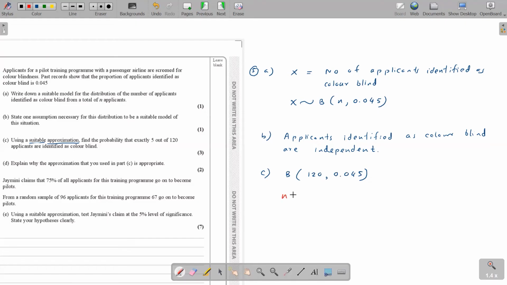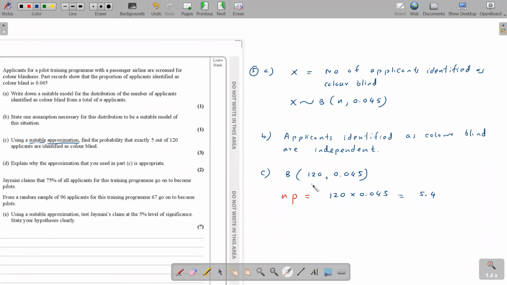So what's the np value here? 120 times 0.045 gives us how much? It gives us 5.4. So what do you think? Is this Poisson or normal when a value like 5.4 comes? It is Poisson, because here definitely lambda value is less than 10.